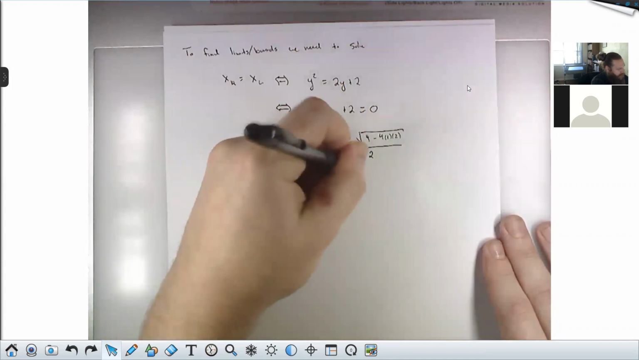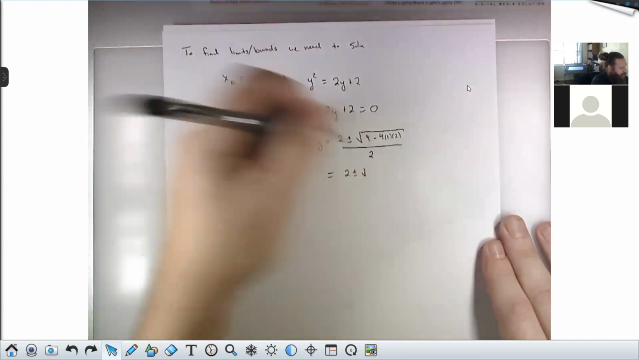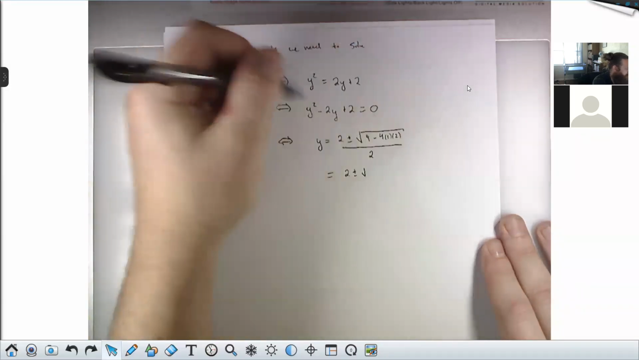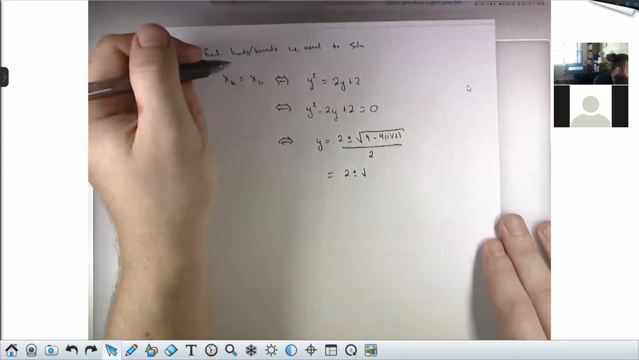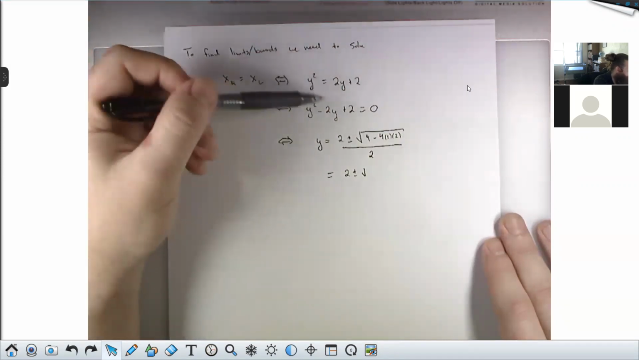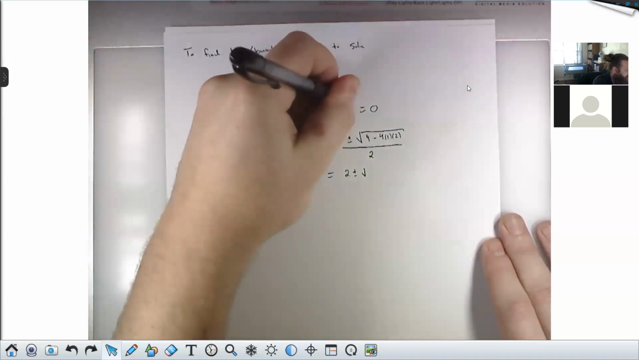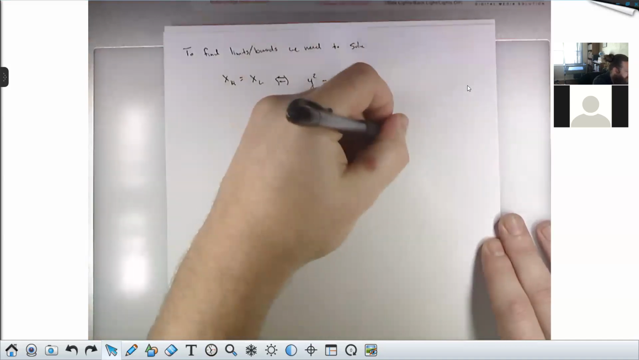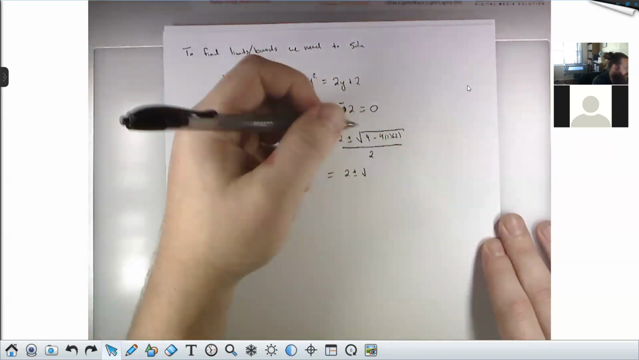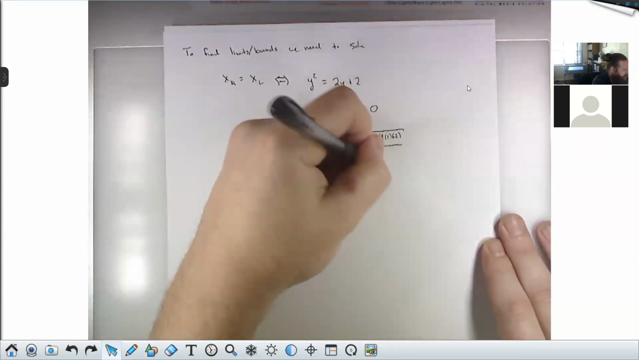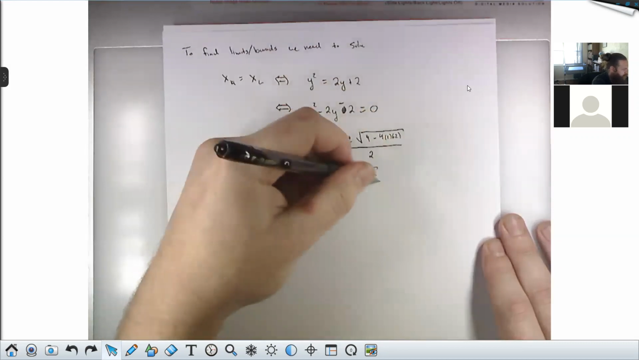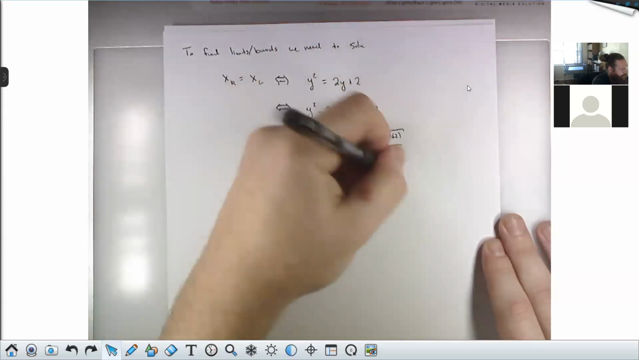So this is 2 plus and minus the square root of, oh, sorry, b here is negative. So b squared minus 4. Oh, does this not have this? No, this is a minus 2. I'm sorry. So this is a minus 2. So this becomes 4 plus 8, which is 12, over 2.